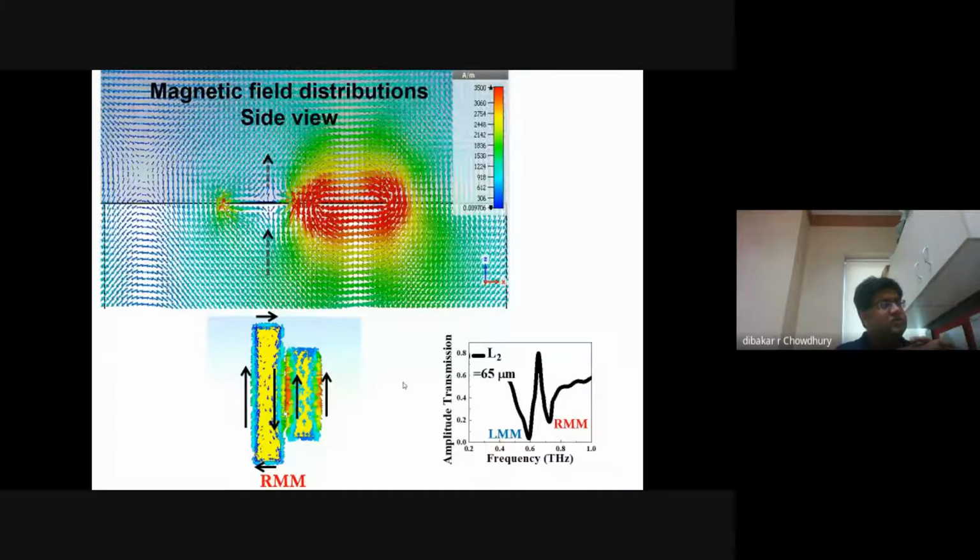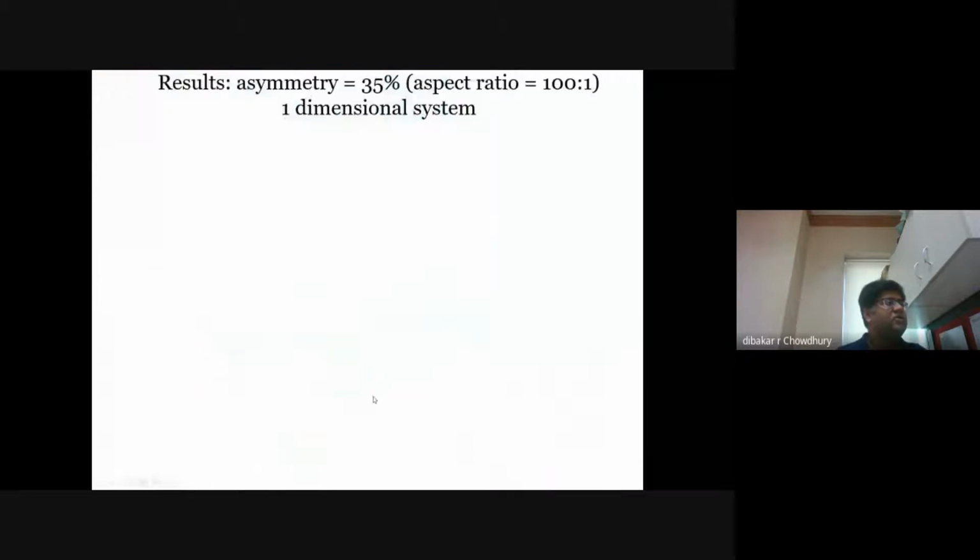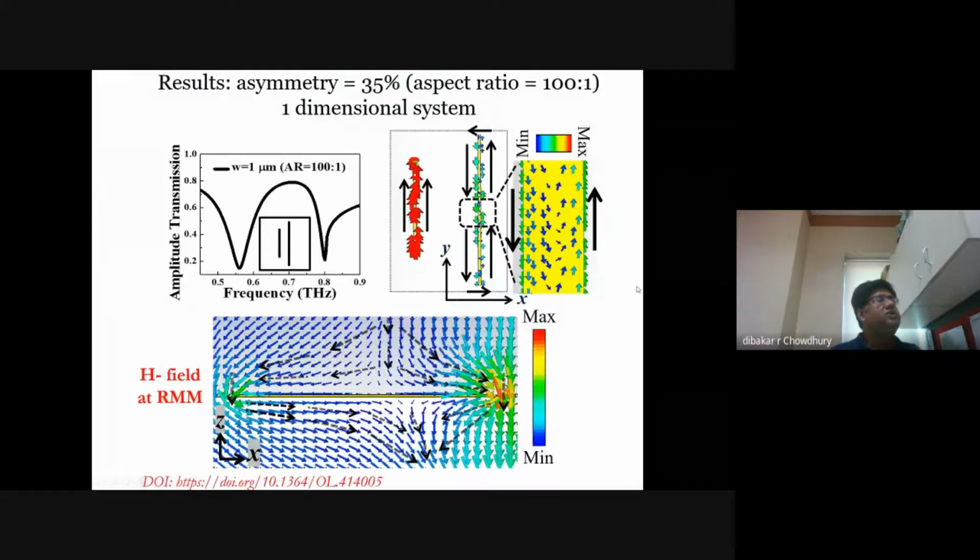With suitable designing, with suitable interaction between the resonators, one can achieve a situation where field lines may be coming transversely. Field lines can be oriented in the transverse fashion with a plasmonic wire. So now, in order to prove whether we are really seeing a one-dimensional system or not, we further changed the aspect ratio of the resonators, and we moved to a 100:1 aspect ratio.